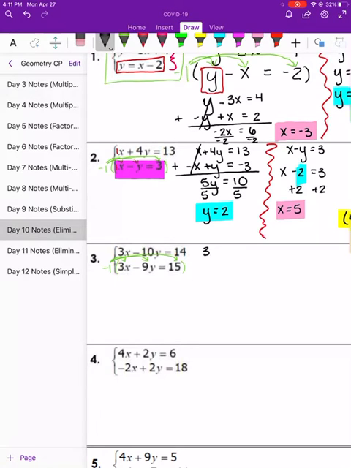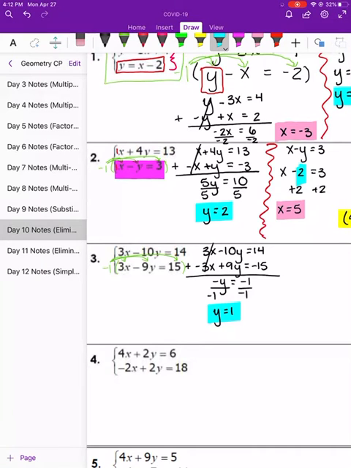So my top one will stay the same. So I will have a 3x minus 10y equal 14. And then on the bottom, I'll now have a negative 3x plus 9y equal negative 15. And now just add them. So my 3x and negative 3x should cancel. Negative 10y plus 9y is negative y. And then 14 plus negative 15 is a negative 1. Divide by negative 1 and y equals 1.